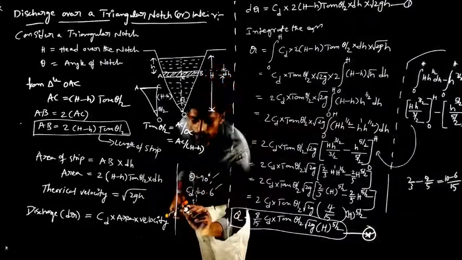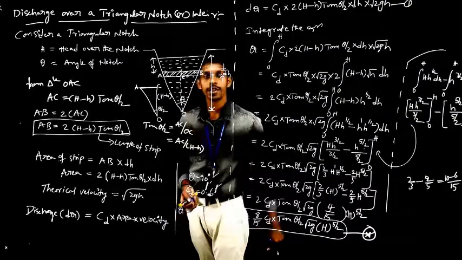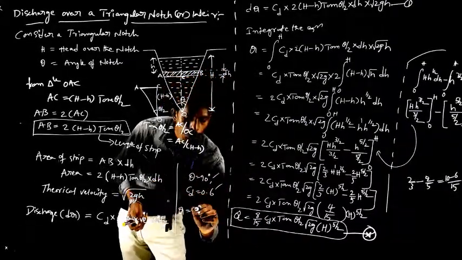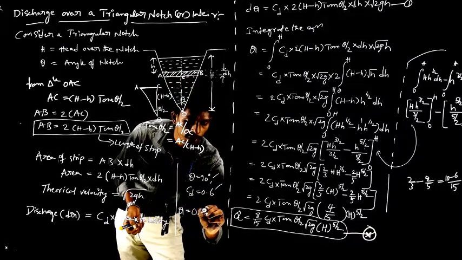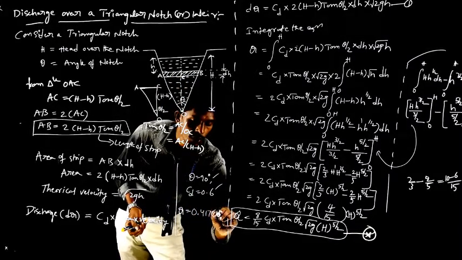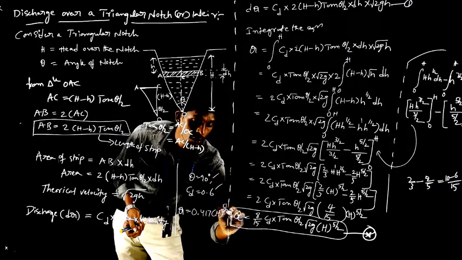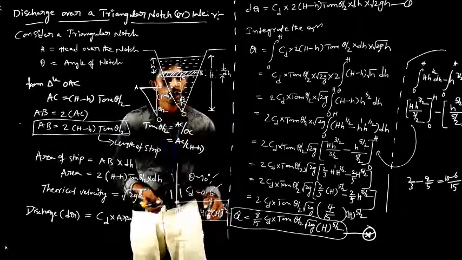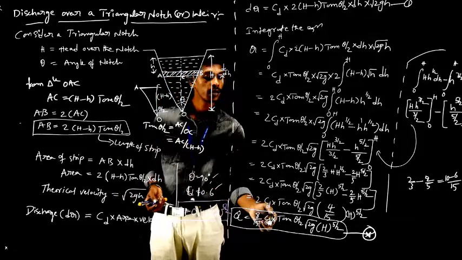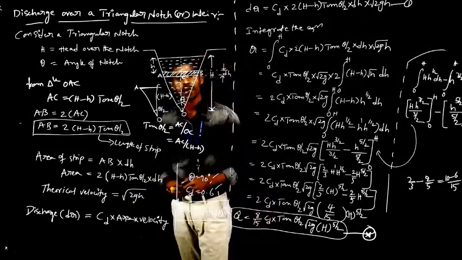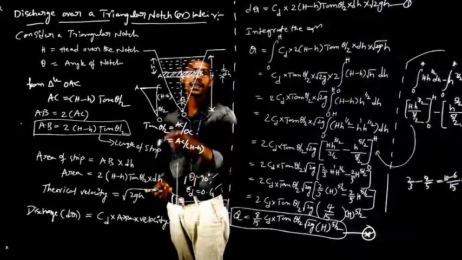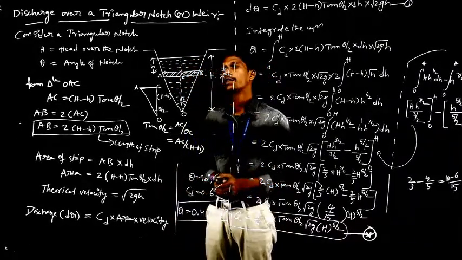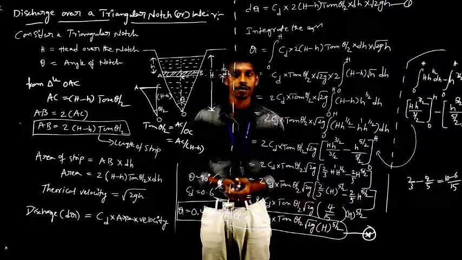So what is the discharge value directly in terms of a short form? So in terms of a short form, the Q value will be 0.417 into h power 5 by 2. So this is the value you will get if theta value is 90 degrees and CD value is 0.6. So theta value 90 degrees means it is a right angle notch. Okay, so this is about the discharge over a triangular notch or a V notch.